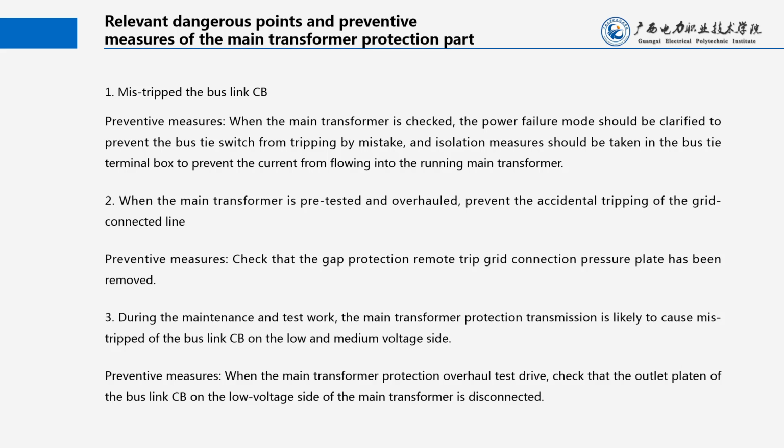2. When the main transformer is pre-tested and overhauled, prevent the accidental tripping of the grid-connected line. Preventive measures. Check that the gap protection remote trip grid connection pressure plate has been removed. 3. During the maintenance and test work, the main transformer protection transmission is likely to cause mistrip of the bus link CB on the low and medium voltage side. Preventive measures. When the main transformer protection overhaul test drive, check that the outlet platen of the bus link CB on the low voltage side of the main transformer is disconnected.